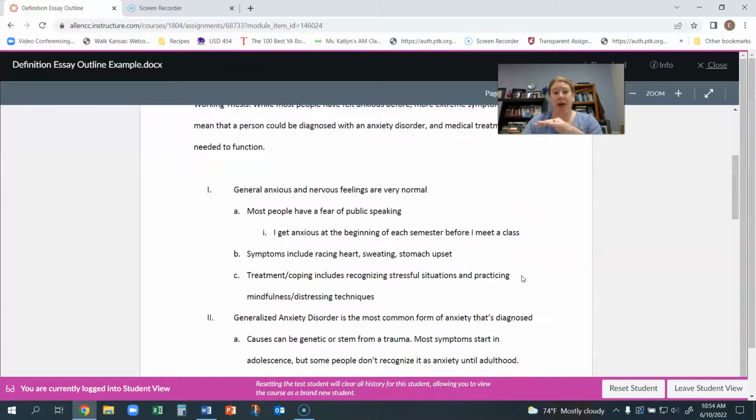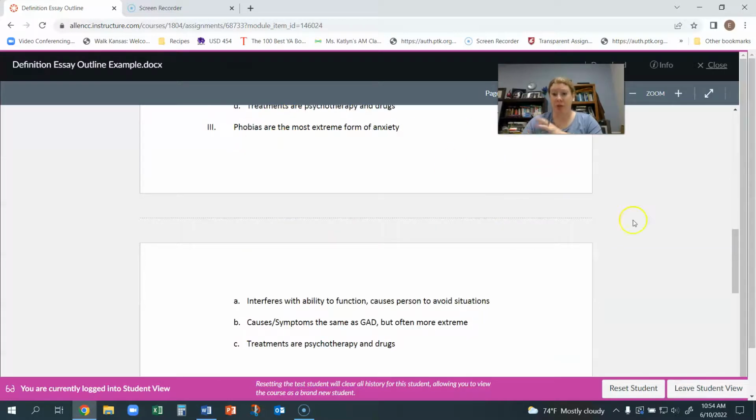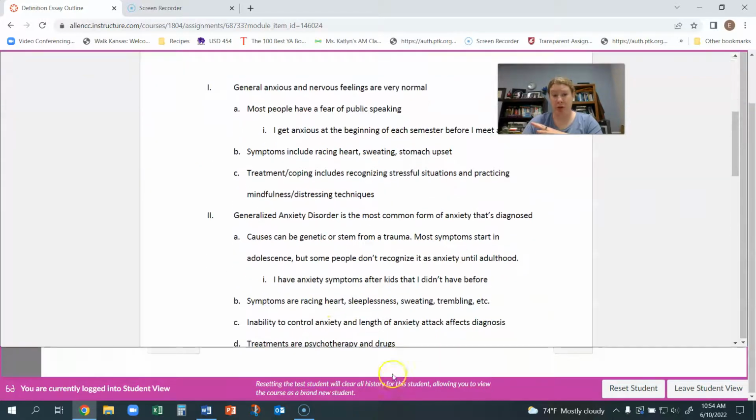So I took anxiety and I divided it into the 3 main types of anxiety, which is that general and nervous feelings that most people get, generalized anxiety disorder, which is a very common form of diagnosable anxiety disorder, and then phobias, which are the extreme types of anxiety. And so what I did for each section then, so these are my 3 body paragraphs, each body paragraph will cover similar topics. That is the causes, the symptoms, and the treatment, which is very typical when you're working with a medical topic. You cover causes, symptoms, and treatments.